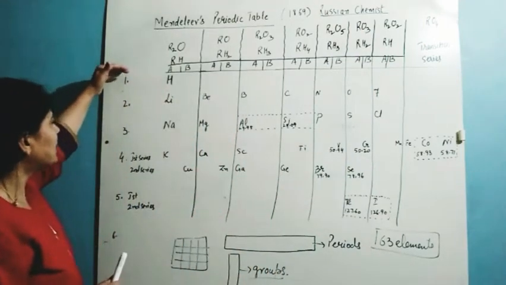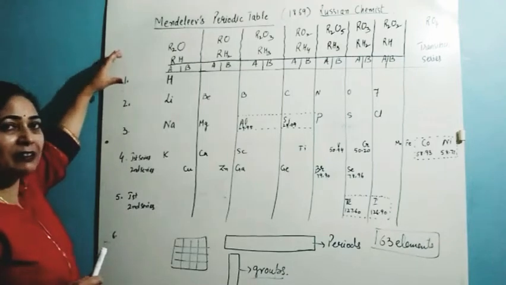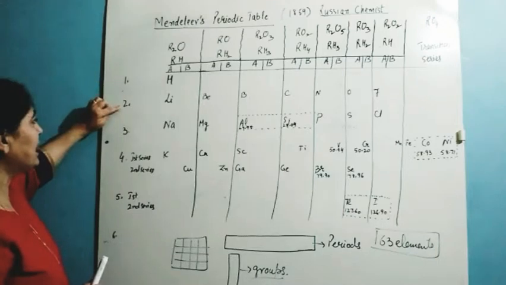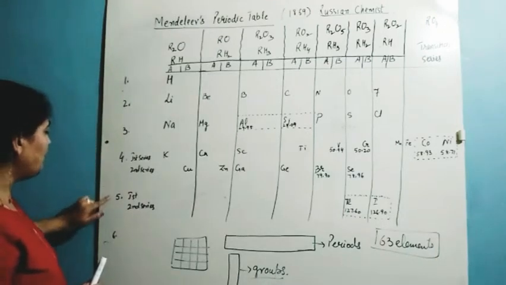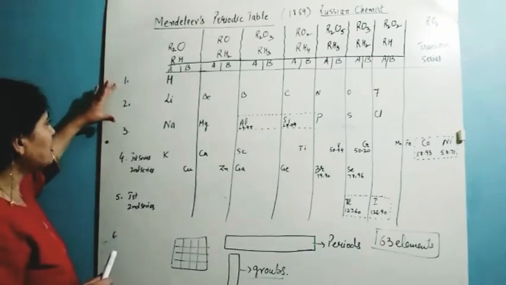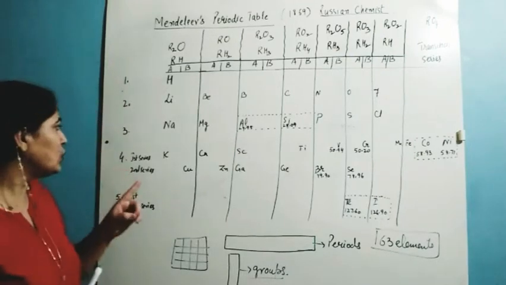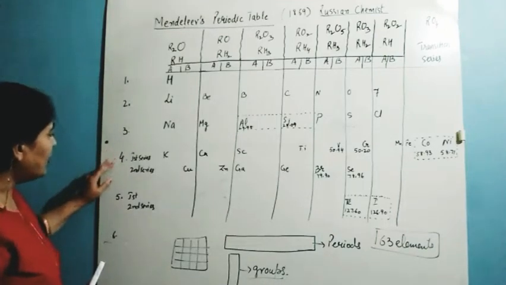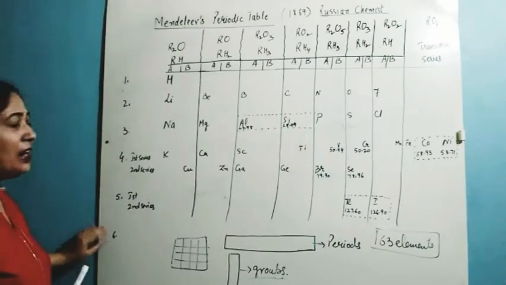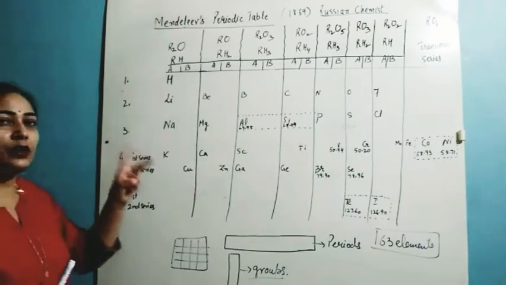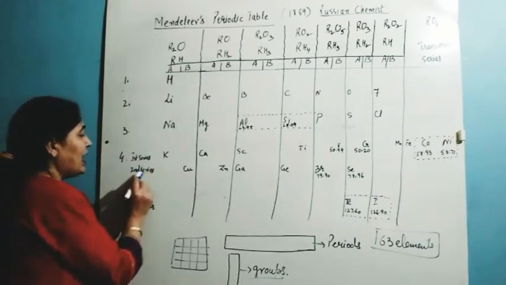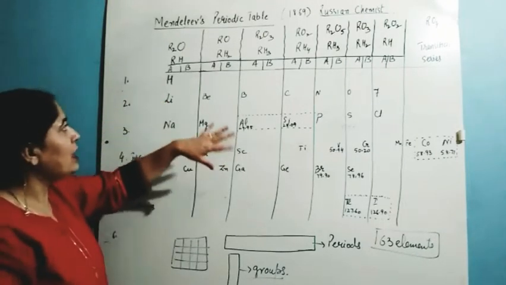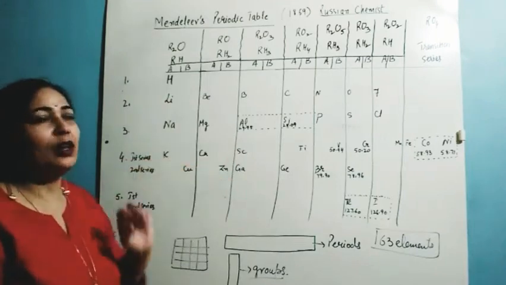Then, if you consider the periods in Mendeleev's periodic table, how many periods are there? There are 6 periods. First, second, third, fourth, fifth and sixth. The first, second and third periods have no series. But you will see that the fourth, fifth and sixth periods are divided into two series, the first series and the second series. So, he arranged the then known elements as per this periodic table.